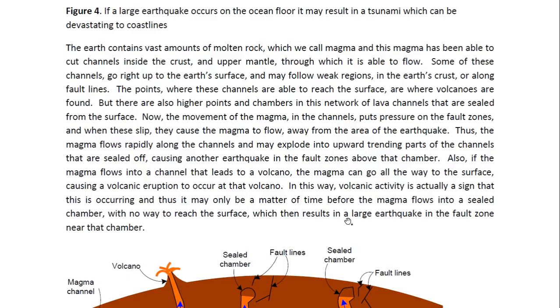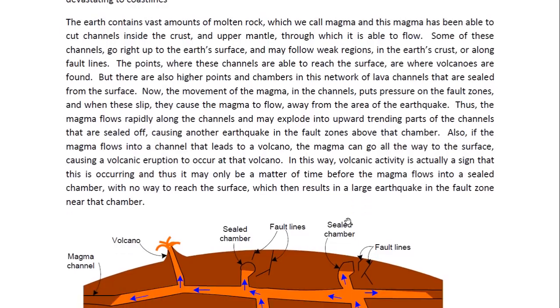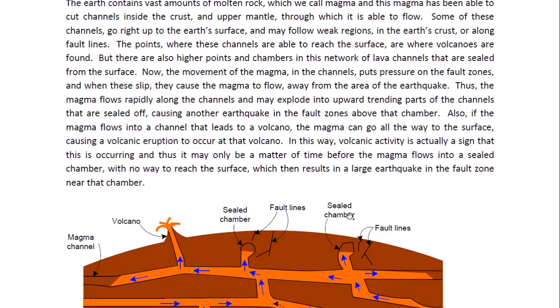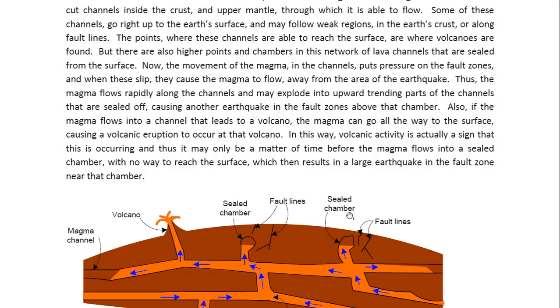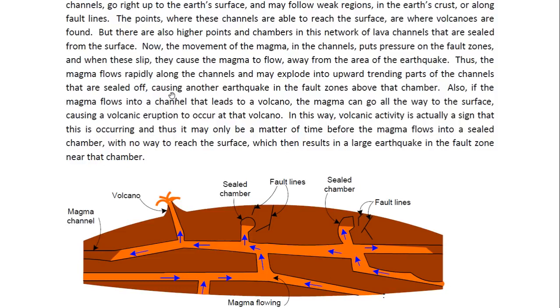Now, the movement of magma in the channels puts pressure on the fault zones, and when these slip, they cause the magma to flow away from the area of the earthquake. Thus, the magma flows rapidly along the channels and may explode into upward trending parts of the channels that are sealed off. And when this happens, they can cause a huge earthquake. And this is illustrated here.